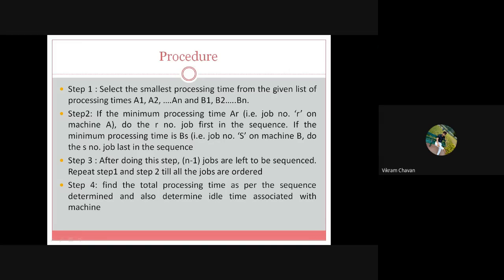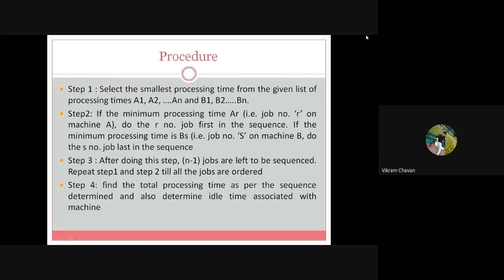What happens if the processing time on machine B is lower compared to the other processing times? In that case, we provide the lowest priority, that is, the last position in the sequence. That job should be placed at the last position in the sequence.